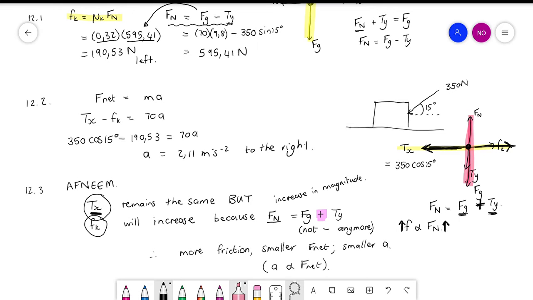Okay. When you are answering these questions, write down your answer first. So jou antwoord is dat die versnelling gaan afneem. Dis die eerste ding. En dan gaan verduidelik jy dit.